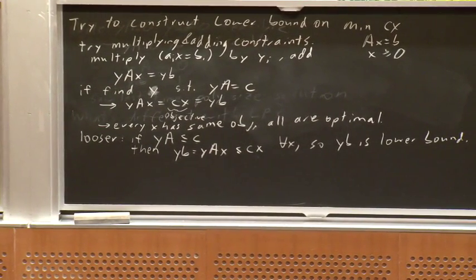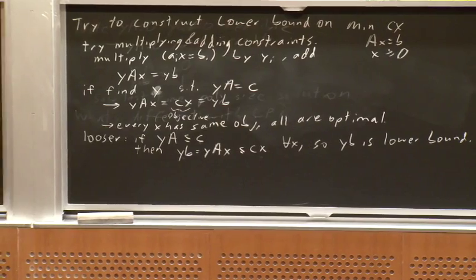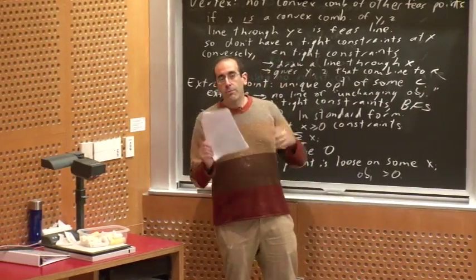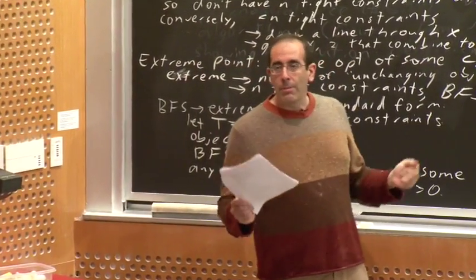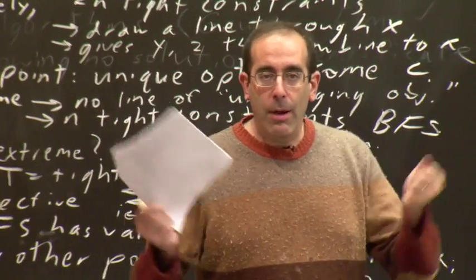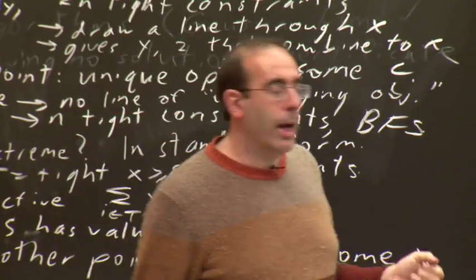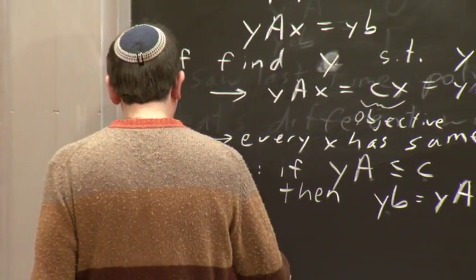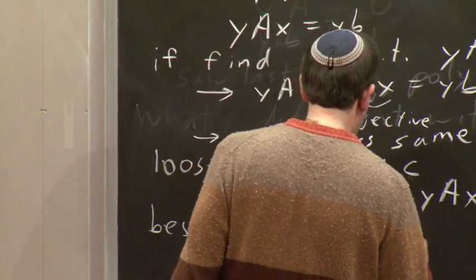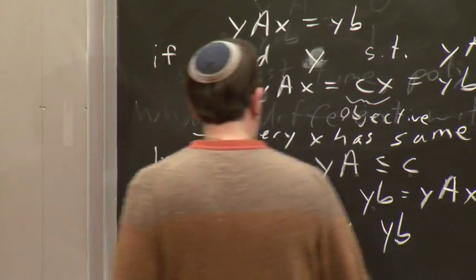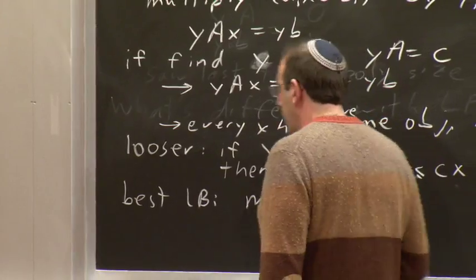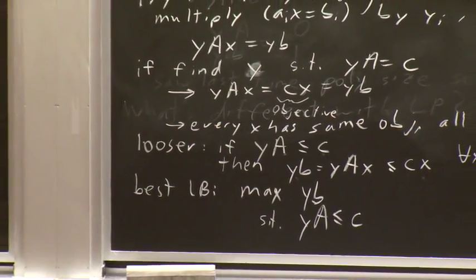Now, this is a technique for coming up with a lower bound. I want the very best possible lower bound. So if I want to write down the problem of finding the very best possible lower bound using this technique, how would I write it down? Well, I would say I want to maximize yb, so I want to maximize y times b. But I have to satisfy these constraints that ya is less than or equal to c so that the lower bound actually works.